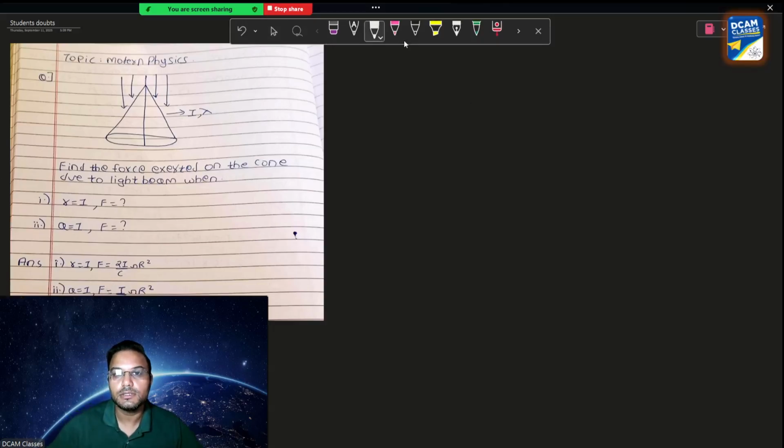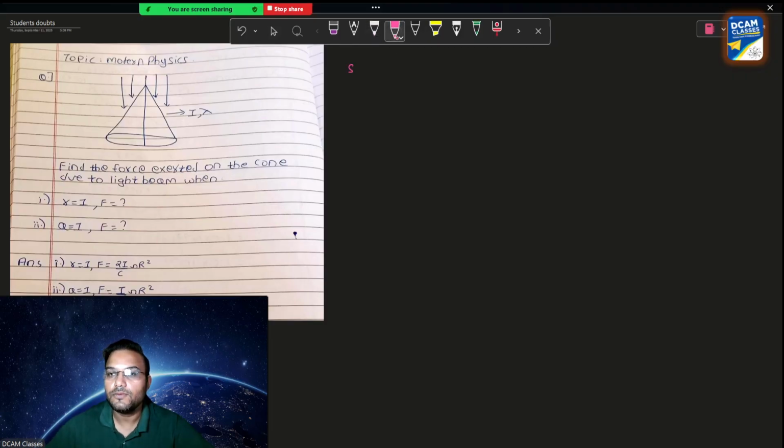Hello students, this is one of the questions which was given to me as a doubt by one of the students from YouTube. The topic is from modern physics, and this is a question in which the light is incident from the top this way, and we have to find the force exerted on the cone due to the light beam.